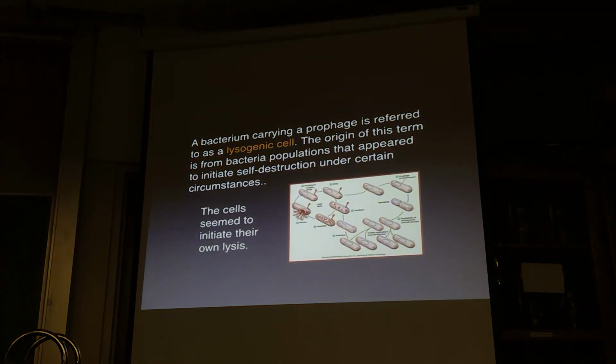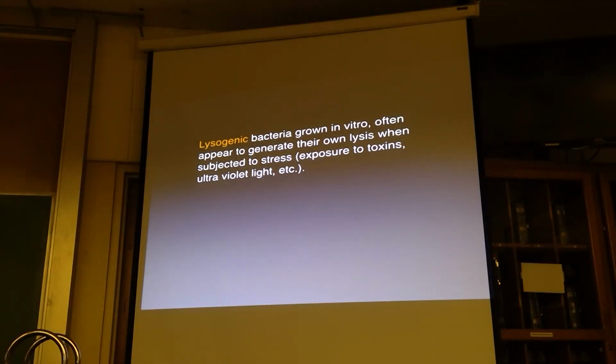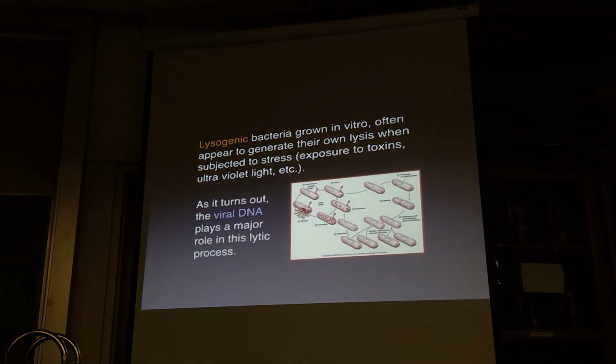So here we see a bunch of bacteria. This is talking about bacteria seeming to initiate their own lysis. They didn't really initiate their own lysis. It was the virus that did it. If you're growing lysogenic bacteria in vitro and you expose them to ultraviolet light or toxin, they die. The whole population dies because the virus comes out of the chromosome and becomes cytolytic.